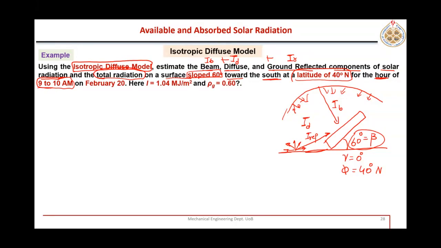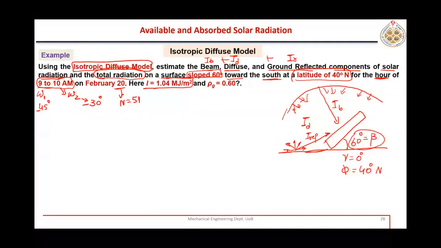Okay, so 9 to 10, it means these are omegas or hour angle. So omega 1, 9, and omega 2, 10, 10 o'clock. AM means in the morning, so 9 means from 12, so it's 3 hours, so 15 into 3, that is 45 degree. And it's morning, so that's why negative. Similarly, omega 2, that is 30 degree, in the morning, so that's why negative. On February 20. So it means nth day is given, 51.